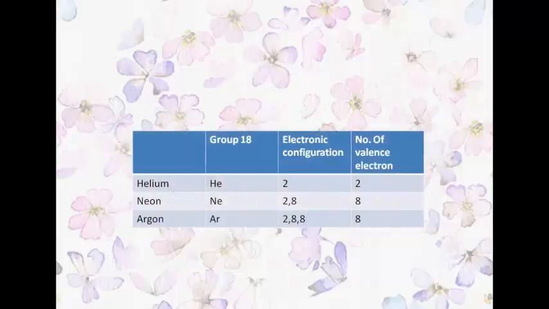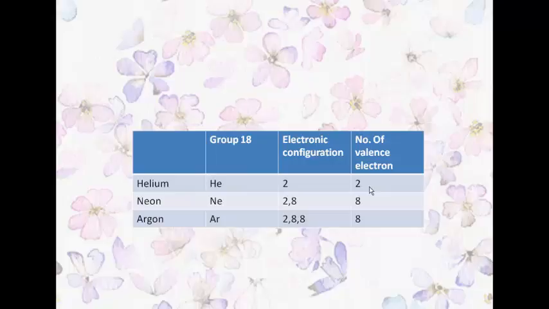Now we shall understand group 18, which we know are the noble gases. Here I have taken helium, neon and argon as the examples of this group 18. You can also call them group 0. So all the elements of group 18 have 8 valence electrons in each of their atoms except helium, which has 2 valence electrons in its atom. This point will become more clear from the electronic configuration: we have 2 for helium, 2,8 for neon, 2,8,8 for argon, with the common valence electrons 8 for neon and argon, and helium being 2.